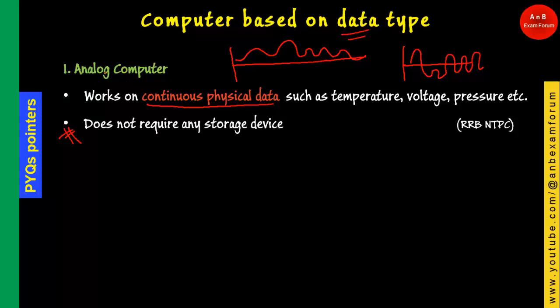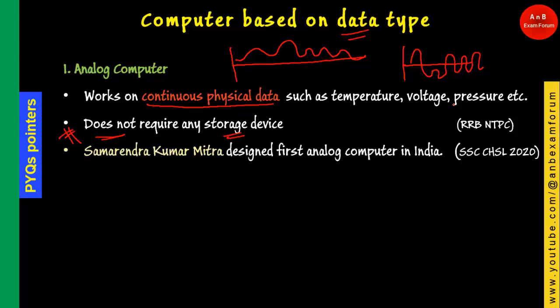But for analog computer, just remember it does not require any storage device, and this pointer was asked in RRB and TPC. I repeat once again, analog computer is one that takes data as a continuous physical data. It can be temperature, voltage, pressure. And it does not require any storage device. And we have seen in the previous class that Samrendra Kumar Mitra has designed the first analog computer in India, and this pointer was asked in SSC CHSL. So basically analog computer is the computer which works on continuous physical data, that we have understood.